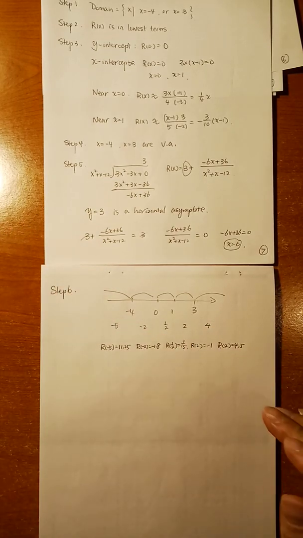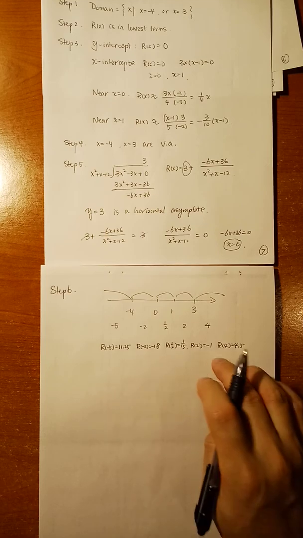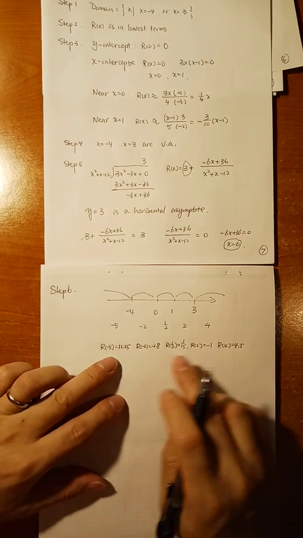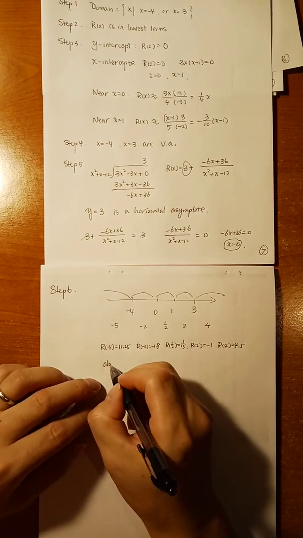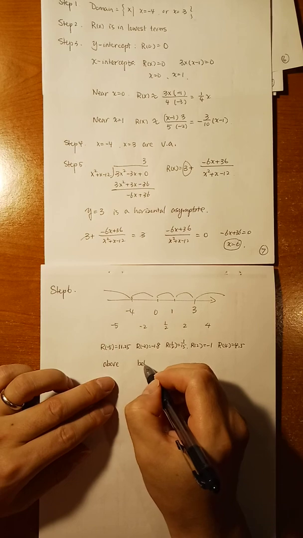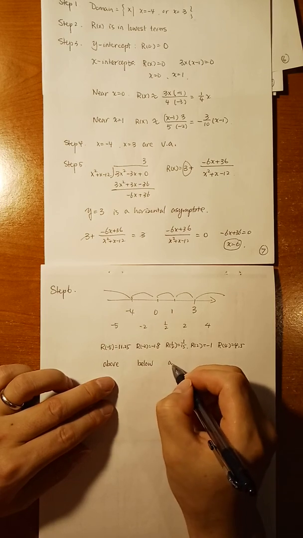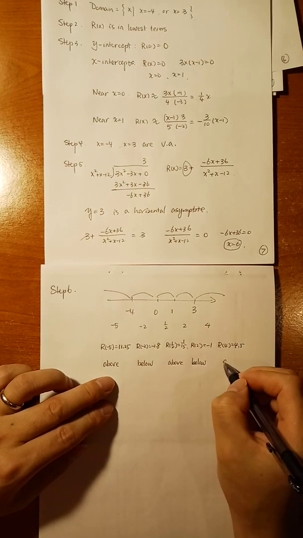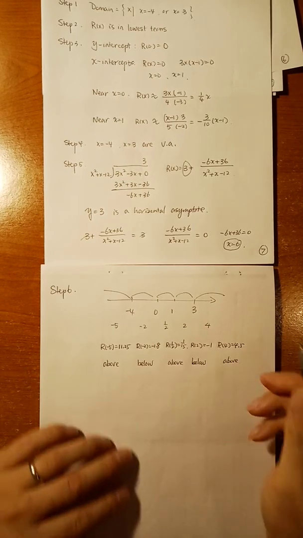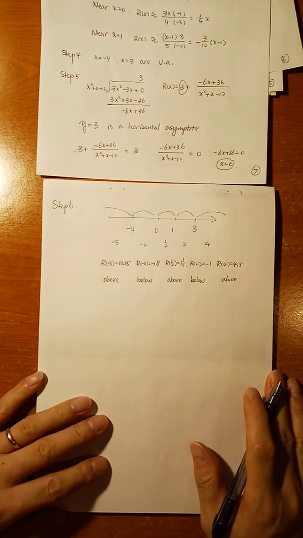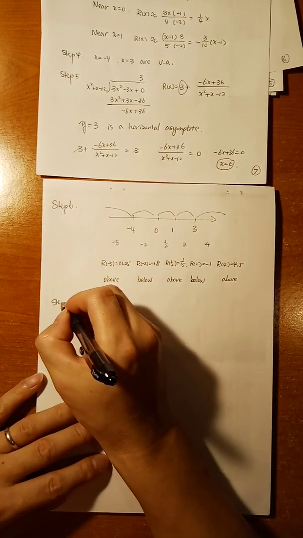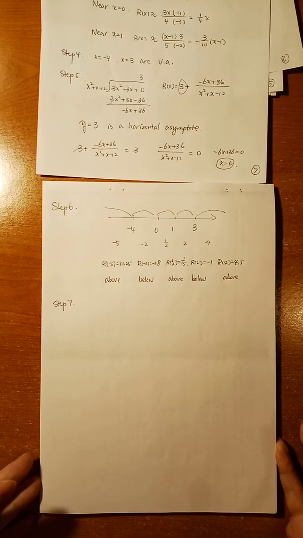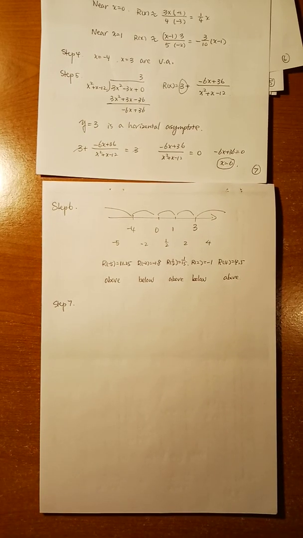So just do the computation. I just copied it from the textbook, but you have to do the computation in order to get the correct numbers. Okay, so positive is above the x-axis, negative is below the x-axis. This is above, below, above. Okay, so that's our case. And then we are going to study the behavior close to the asymptotes.